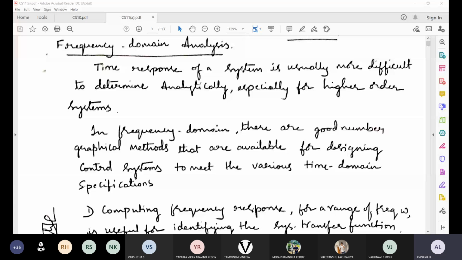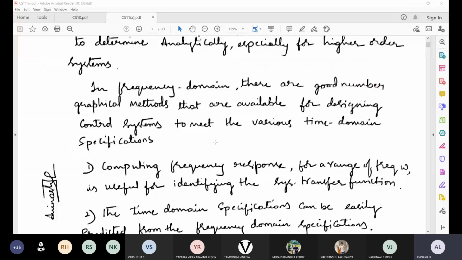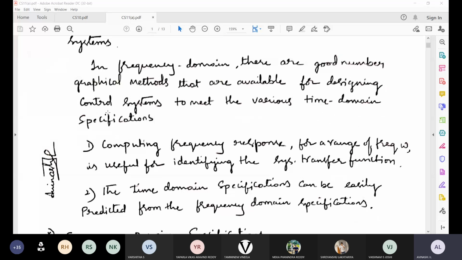Okay, more difficult to determine analytically, especially for higher order systems. So in the frequency domain, there are graphical equivalents for control systems to meet the various time domain specifications. There are tools like the Bode plot, the polar plot, and the Nyquist plot, which are with respect to the frequency domain. Now in the time domain, the root locus plot is there, or else I can say that RH criteria analysis is there.